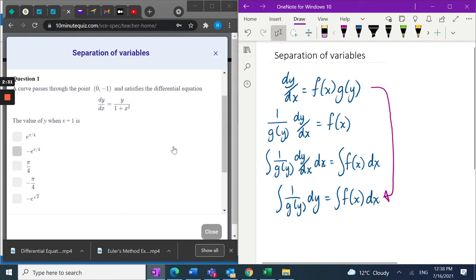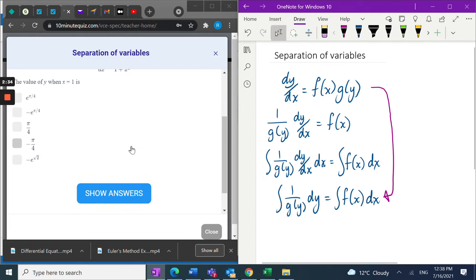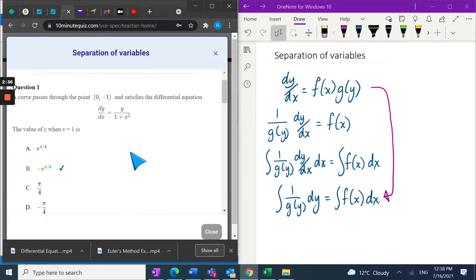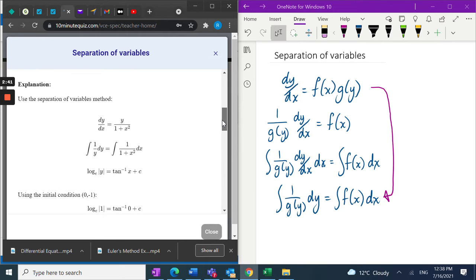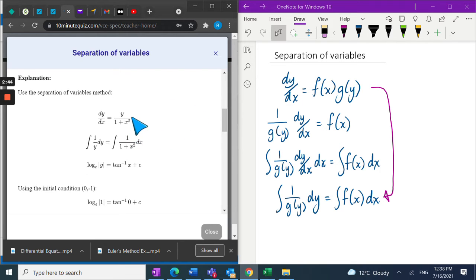Okay, so if we have a look at this example, I'll just pull up the worked solution here on 10minutequiz.com. We divide both sides by y, and 1 plus x squared stays on the denominator here. Then to integrate, the integral of 1 on y is log y, or log of the absolute value of y. The integral of 1 over 1 plus x squared is an inverse tan, and that's on your VCE Specialist Maths formula sheet. Of course, we need to add our constant plus c.